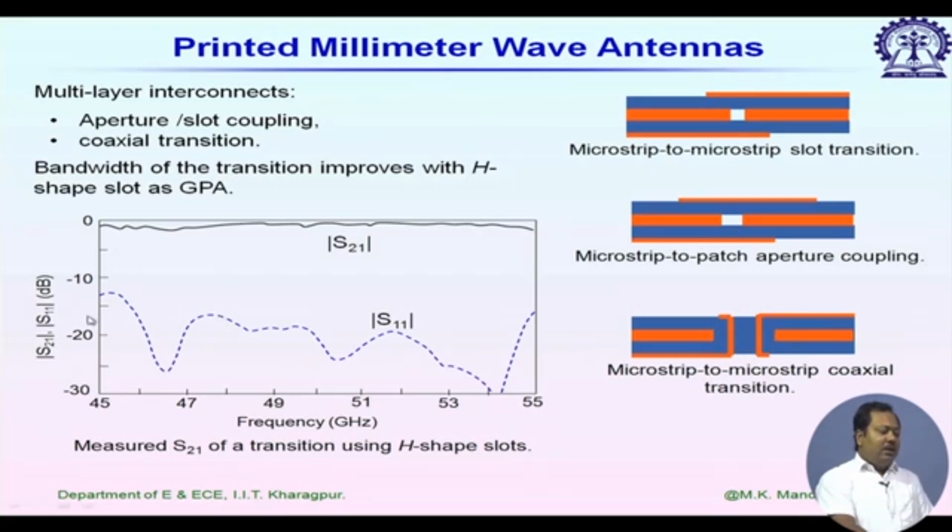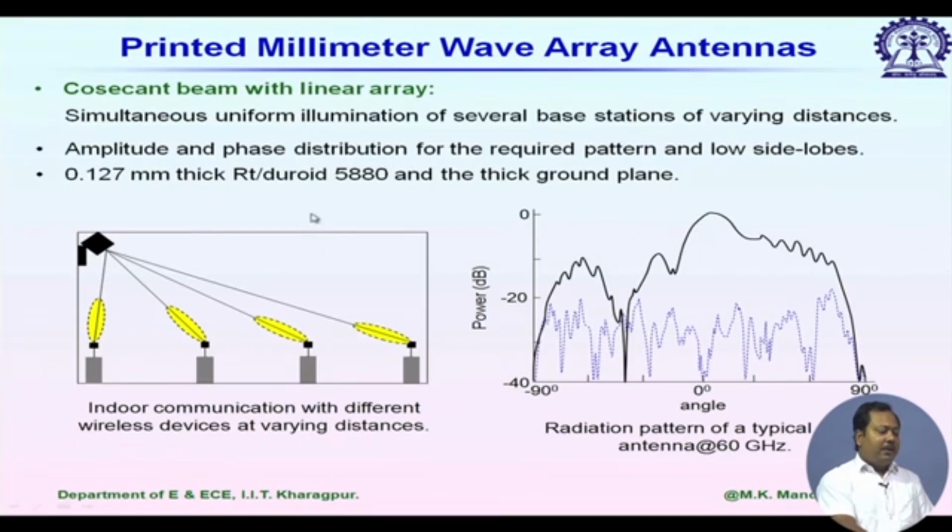Here we are showing the simulation result of a transition using ground plane aperture, but the aperture shape is H shape. You can see it is quite a good transition, and the operating band is 45 to 55 gigahertz. S11 is almost below minus 15 dB. So, for array design, the transition is another important factor.